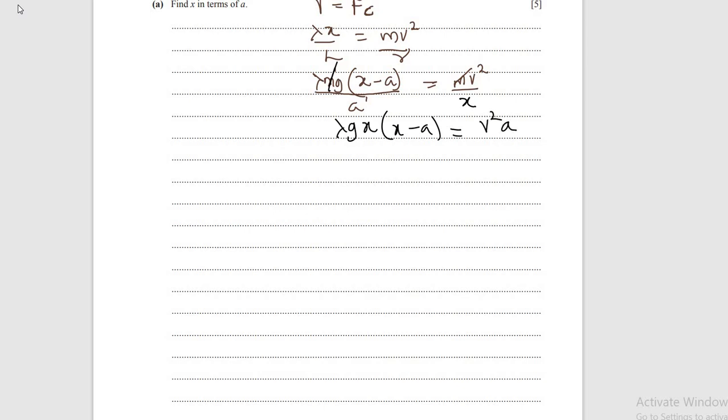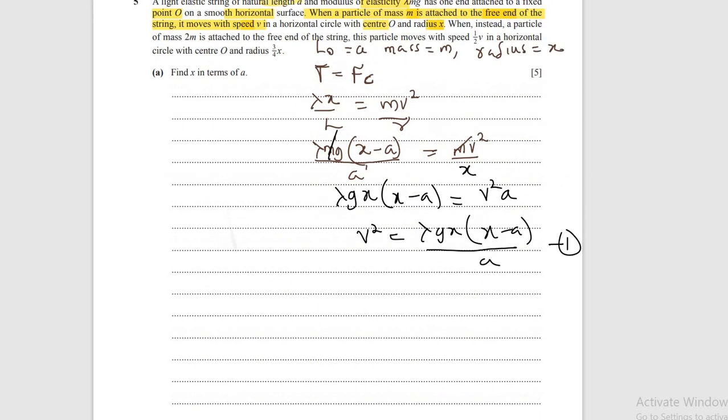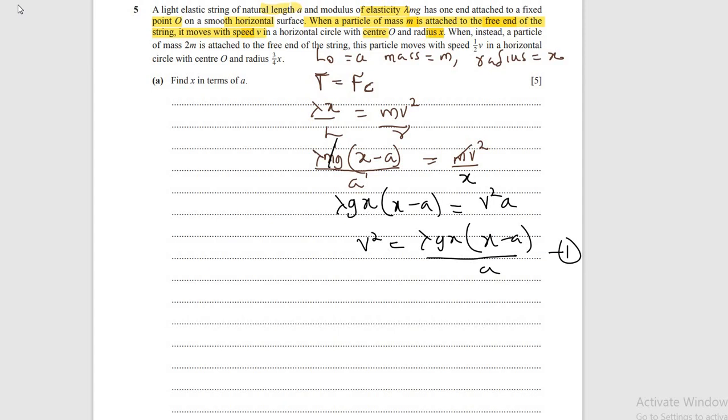Make v squared the subject of the formula. So we have lambda g x times x minus a all over a. This is when mass of m is attached. Now, if you check the further question, it said when the mass 2m is attached to the free end of the string, the particle moves with the speed of half v. We're going to repeat the same thing.